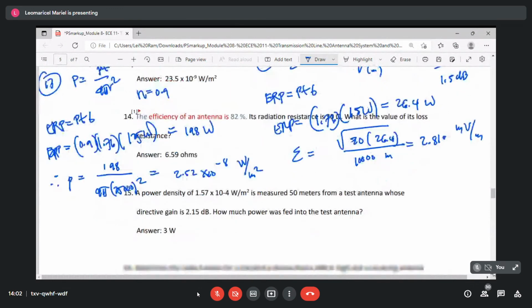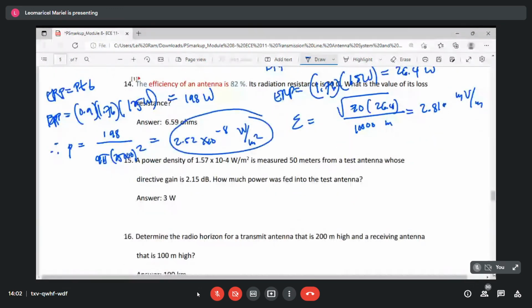Okay. 14. So, the efficiency of antenna is 82%. The radiation resistance is, ilan yan? 30. 30 ba yan? Hindi ko makita. 30. Sige, 30 daw. So, R rad is 30 ohms. So, efficiency is equals to 82% or 0.82.